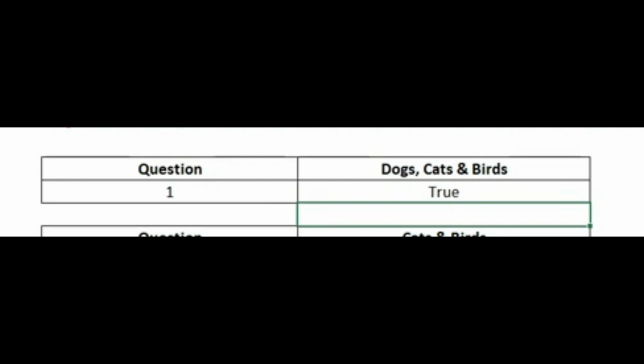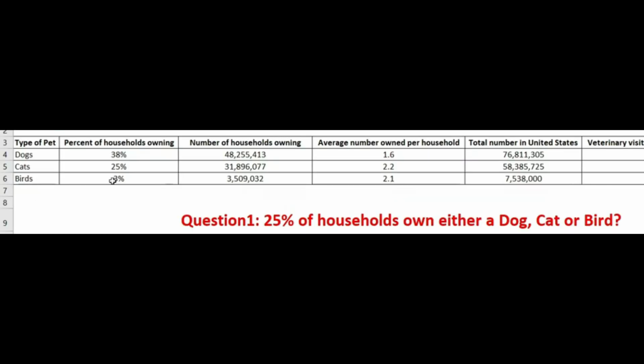It is true. Why is it true? Because our question said 25% of households own either a dog, cat, or bird. So in order for this to be a true statement, only one of these have to be at least 25% of households. So if dogs are in 25% or cats are in 25%, then it makes it a true statement. And if birds happen to be in less than 25%, then it's still a true statement.